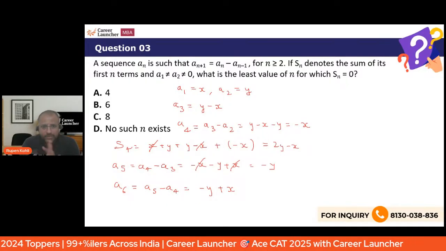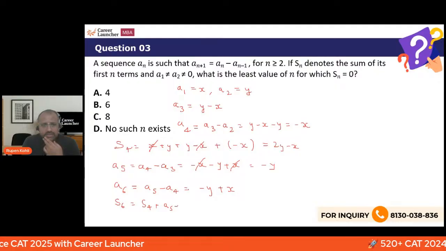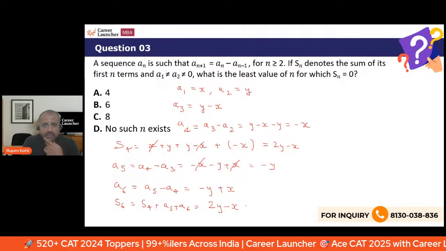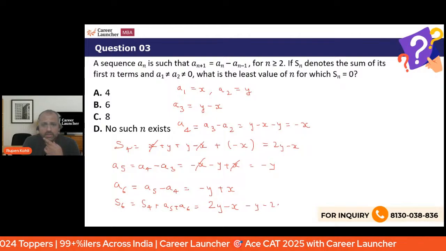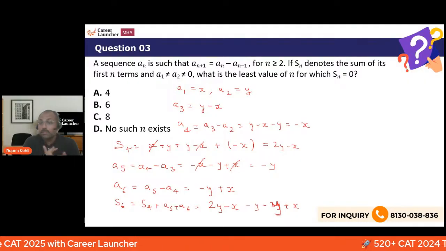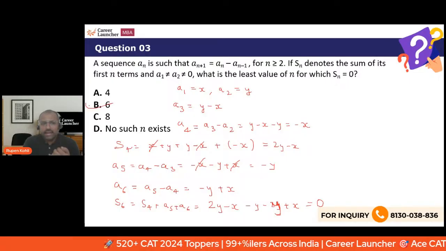All right. Now my S4 was 2y minus x. So my S6 would be S4 plus the fifth and sixth terms. S4 we had already obtained as 2y minus x. And I'm adding now A5 and A6, which is minus y, so minus 2y and plus x. So this is also minus y basically. Minus y. So yes, this does become 0 indeed. 2y minus y minus x plus x. Yes, this goes to 0. So just what we had to do.